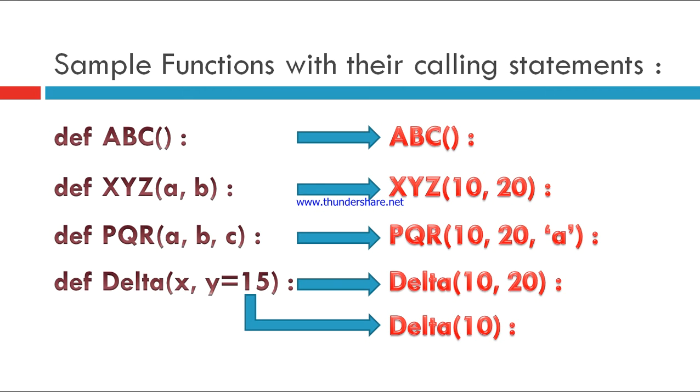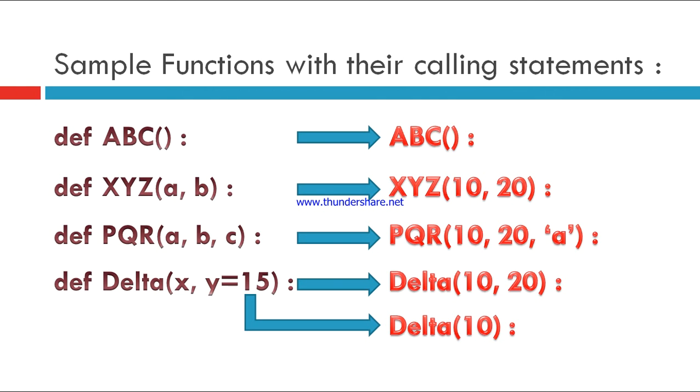Now just check out the third function, that is def pqr a, b, c. pqr is the name of the function. a, b, c, these are the three input arguments or three input parameters of the function. If we want to call the pqr function, we have to supply three values to this function in the function calling statement. Just check this calling statement, pqr 10.